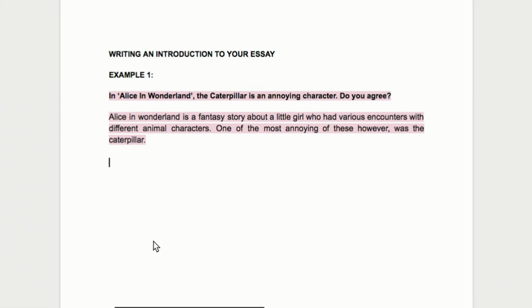Hopefully you've figured out that it's an argumentative question because it says, do you agree here? So the idea of do you agree is asking you how far you agree, whether you think the caterpillar is annoying, isn't annoying, or is partly annoying, and why that might be, why the writer might have woven that into the character of the caterpillar.